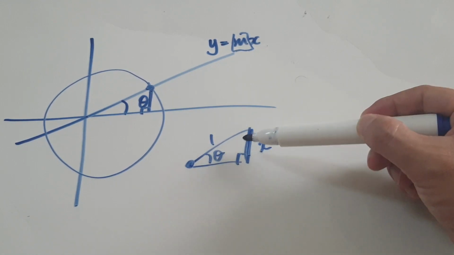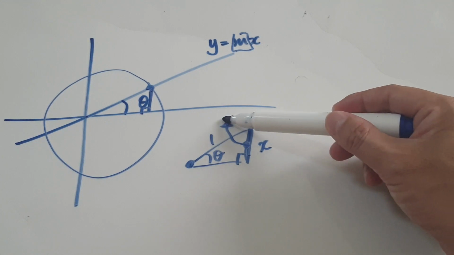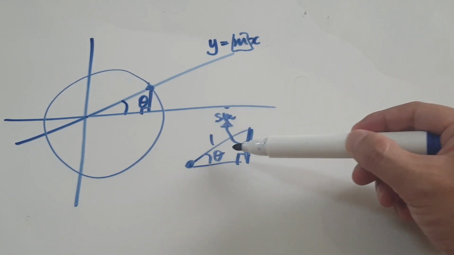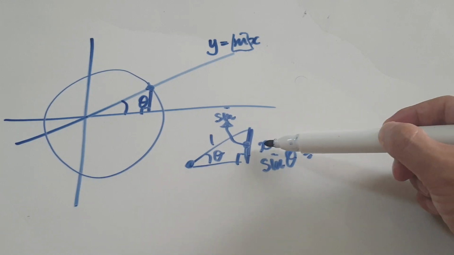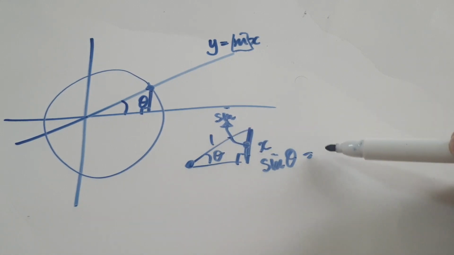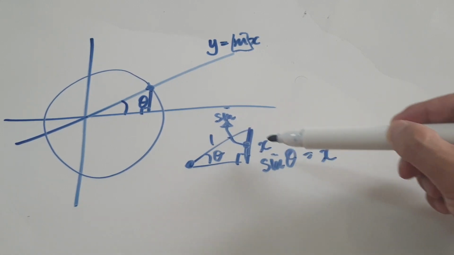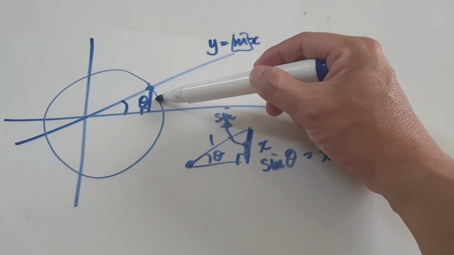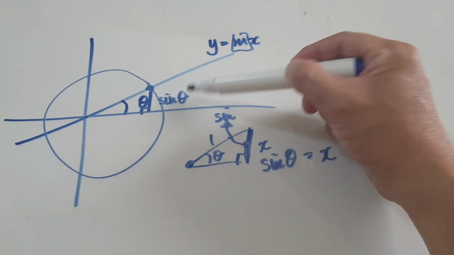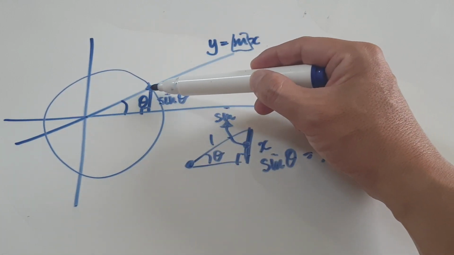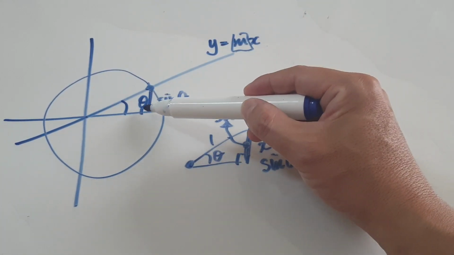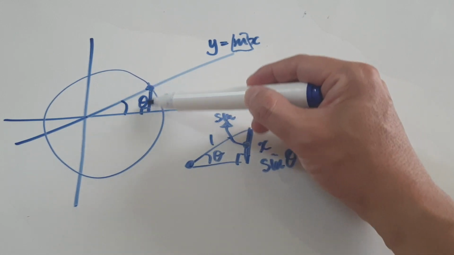Let's call it x. So sine the angle equals x over 1. X over 1 is just x. So basically this height here would be sine the angle. So what that means is if you have a circle of radius 1 and you want to know the height of this thing, you just need to sine the angle. It will give you the height.